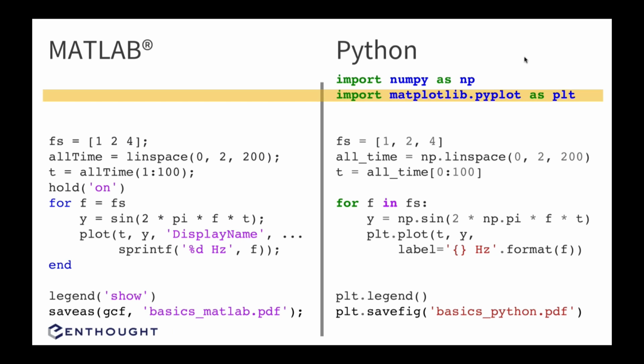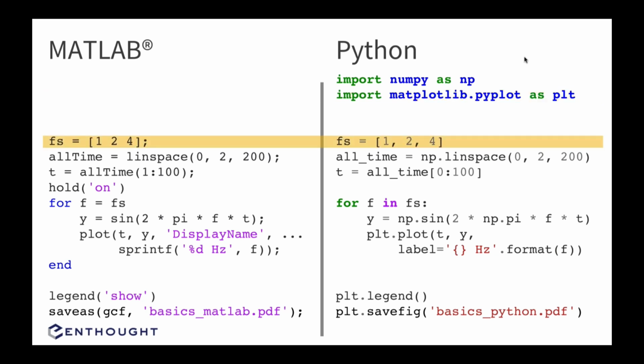Another thing you might notice: there are no semicolons in Python. Python doesn't display any output unless you ask it to, usually with the print function. So let's go through the code. First, I define a list of 3 frequencies. This list is a Python data structure, not NumPy. It's similar to a cell array, so it's an ordered sequence of objects. They can be of mixed types.